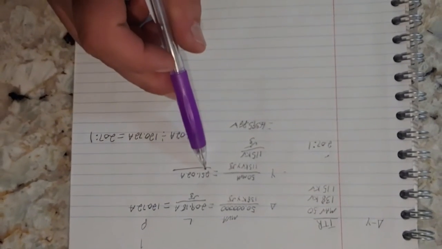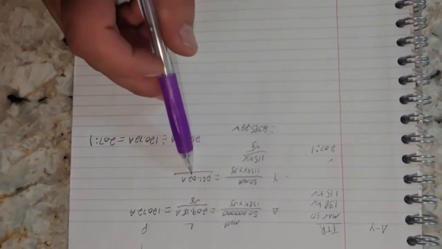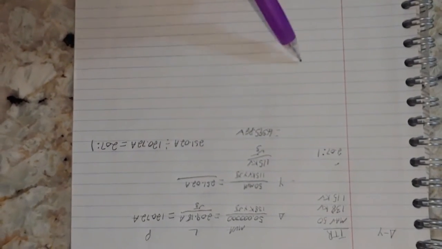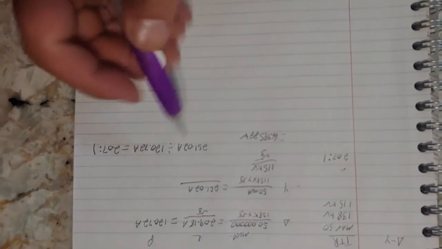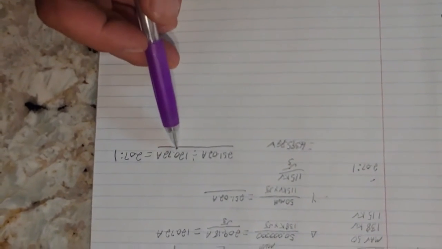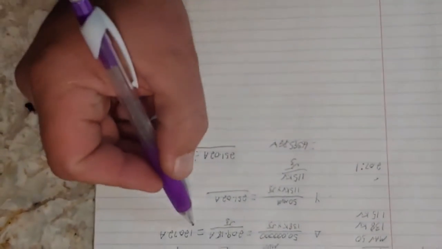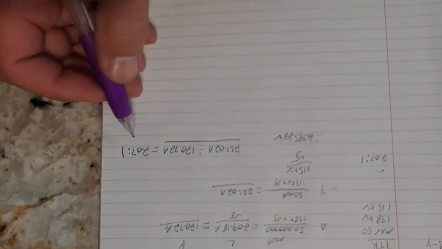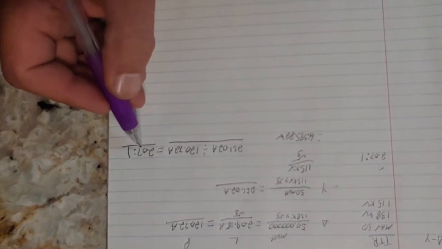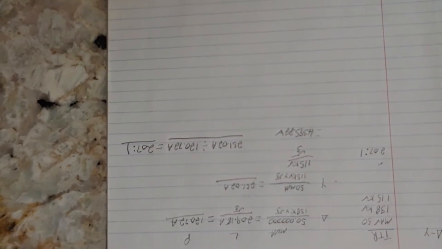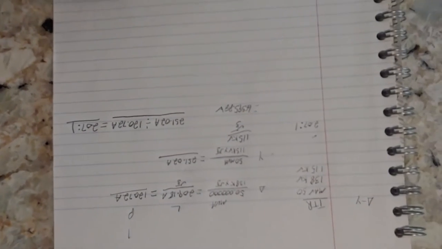So then you take your 251.02 amps, and you're going to divide that, as you see what I did right here, by your 120.72 amps, which is your phase for your delta, and that's going to equal out to a 2.07 to 1 turns ratio in your transformer.